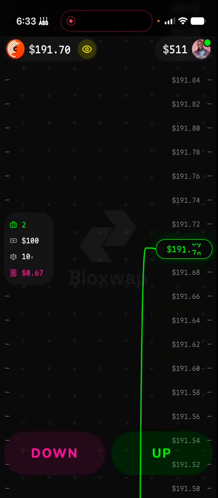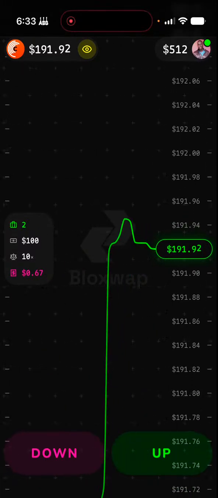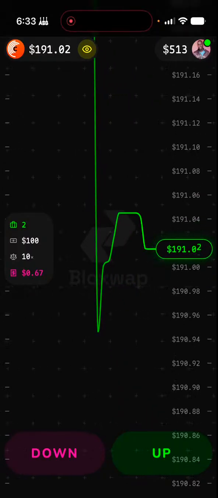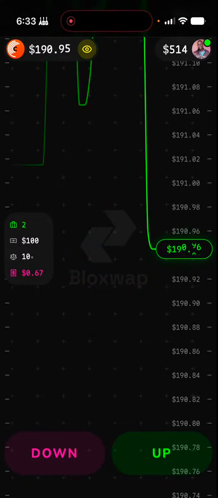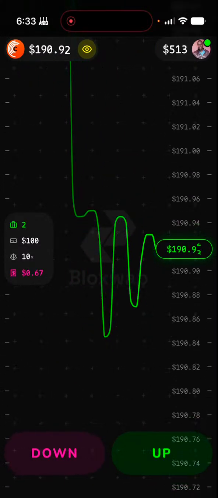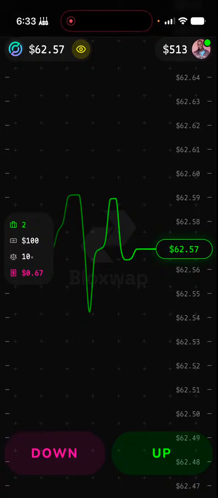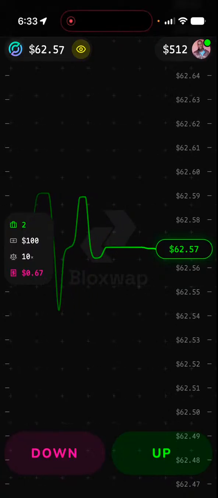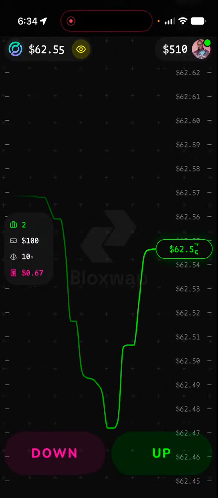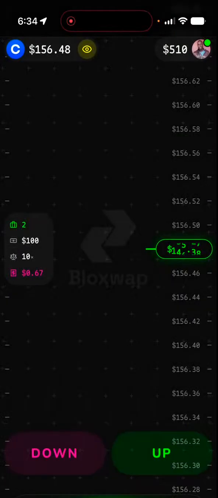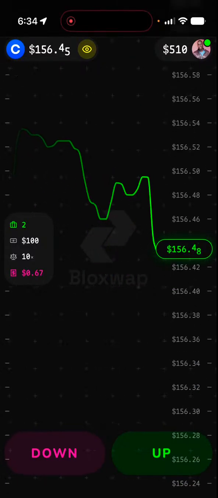Let's just take a look at some of these. See Cerebras. What does it look like it's doing? Looks like it's climbing. Oh, then it just dropped. Yeah, if the asset is going up and down, it basically gives it the eye, which is saying, hey, it's moving, but not in any concrete direction. We've got a lot of things that are just kind of going up and down. Circle's going up and down, down and up. What about Coinbase? Coinbase kind of bobbing up and down.